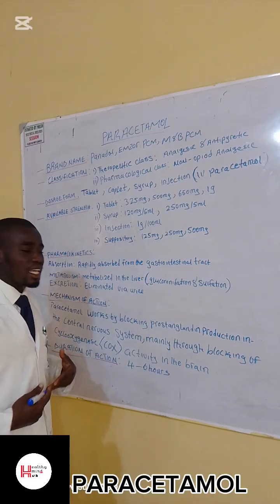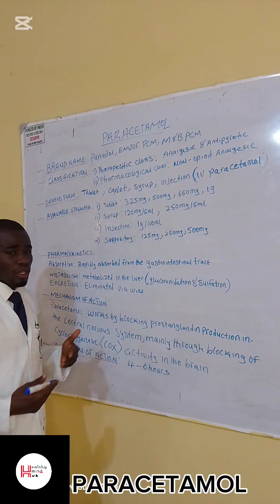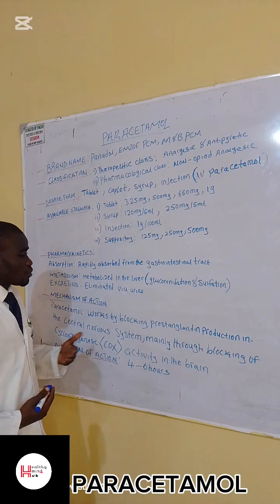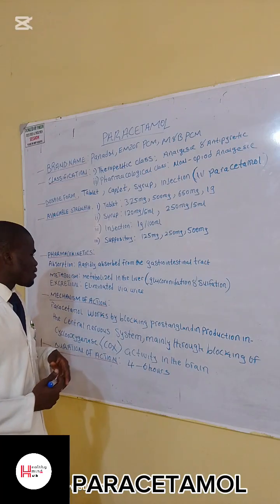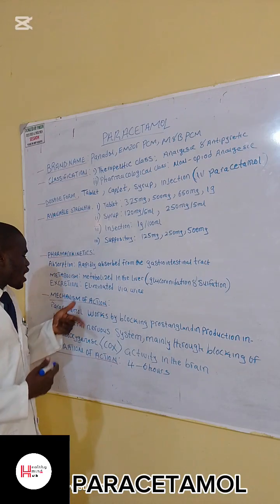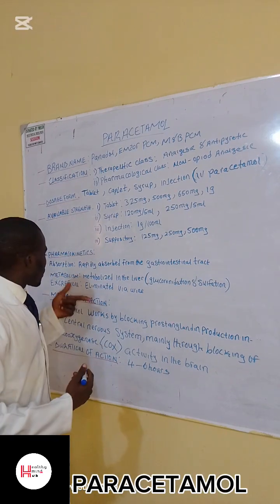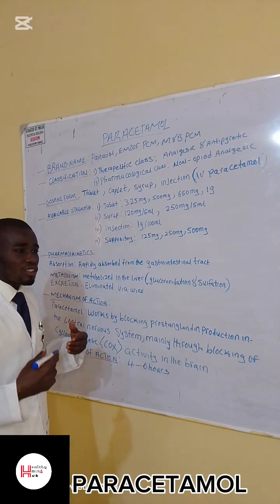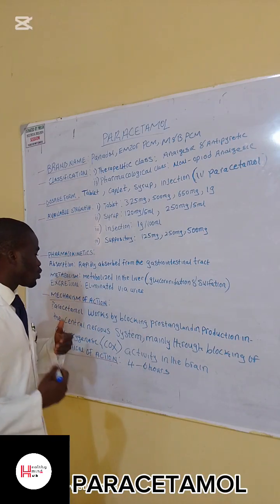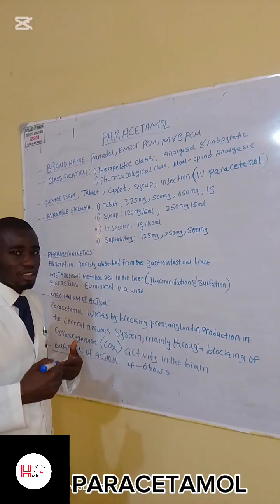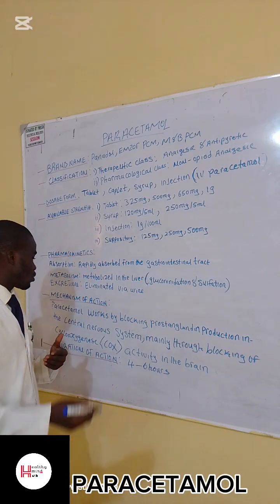And we have excretion. How does our body eliminate paracetamol? Our body eliminates paracetamol through urine. And before our body even excretes the paracetamol, what process does it go through? What is the mechanism of action it undergoes?